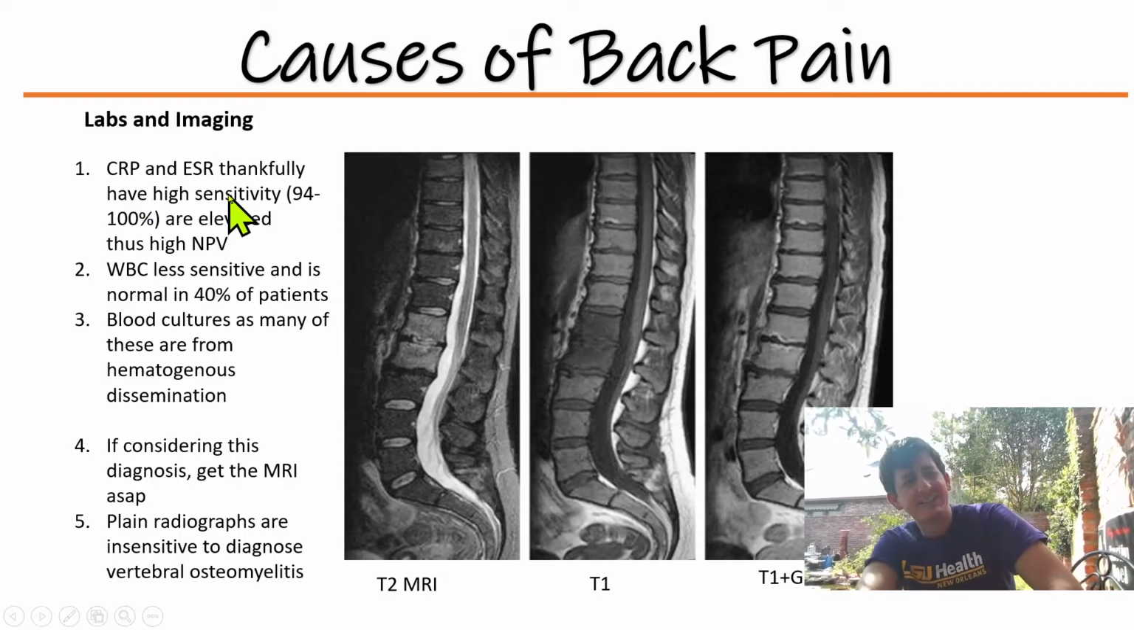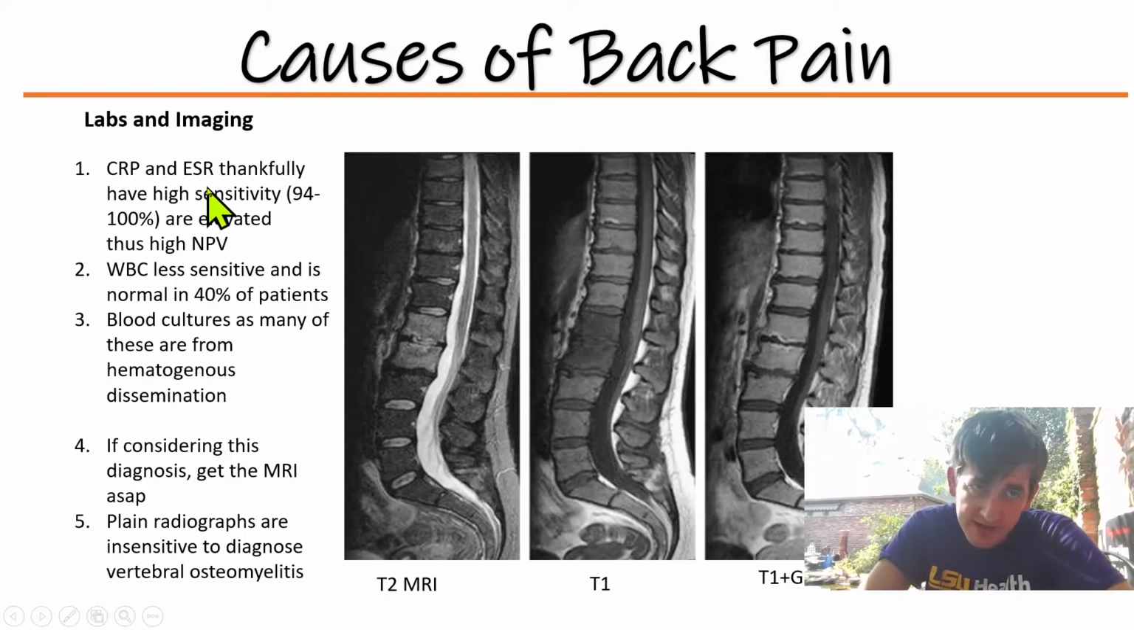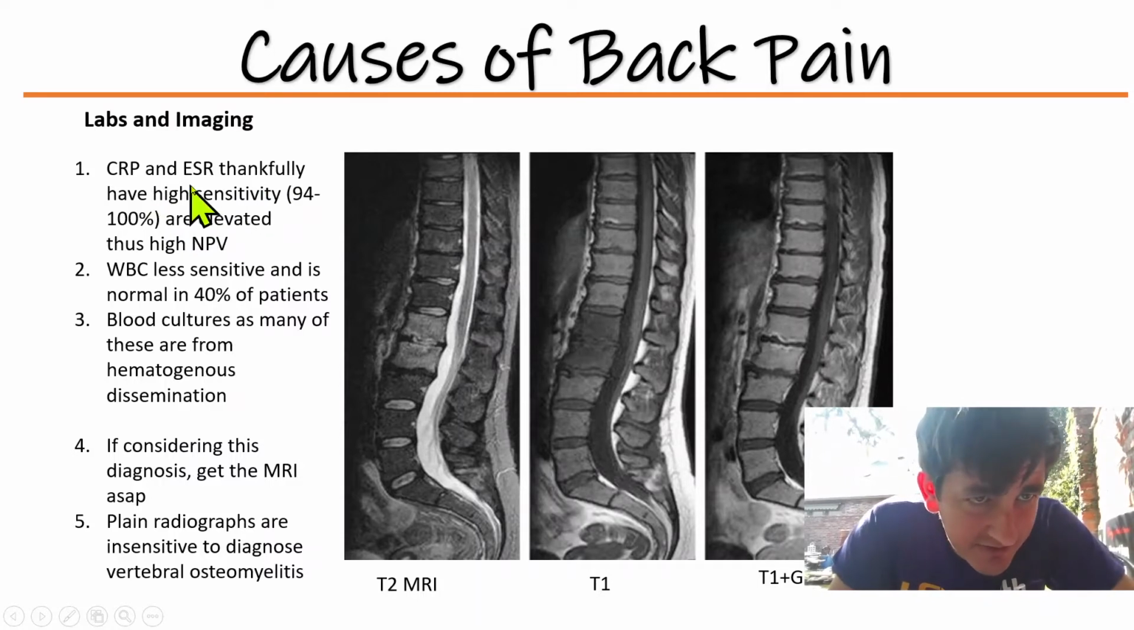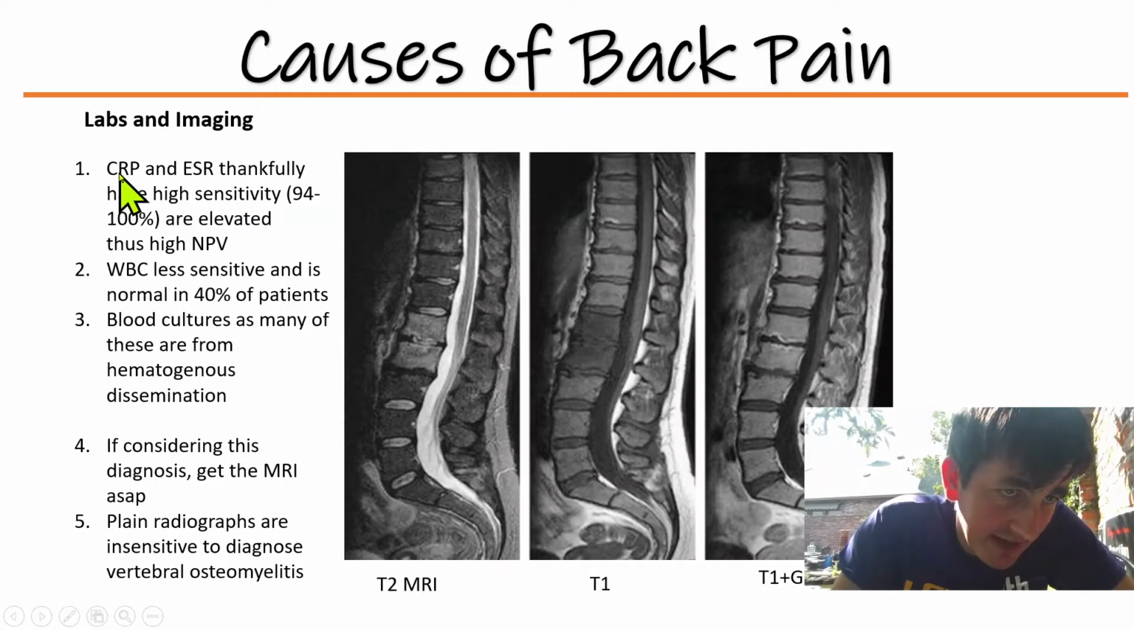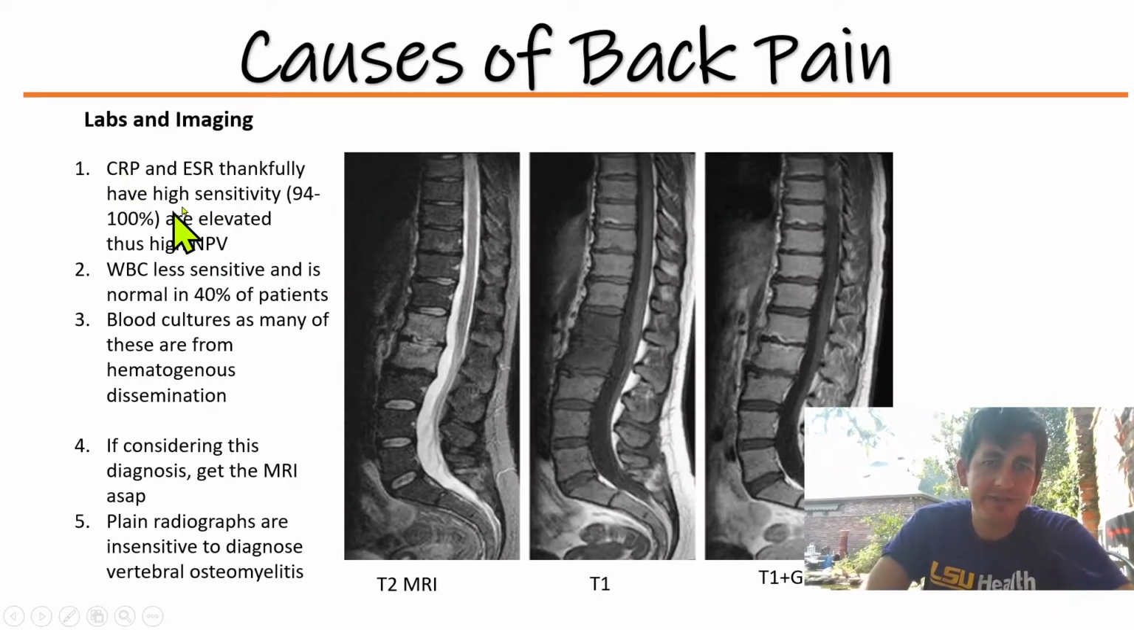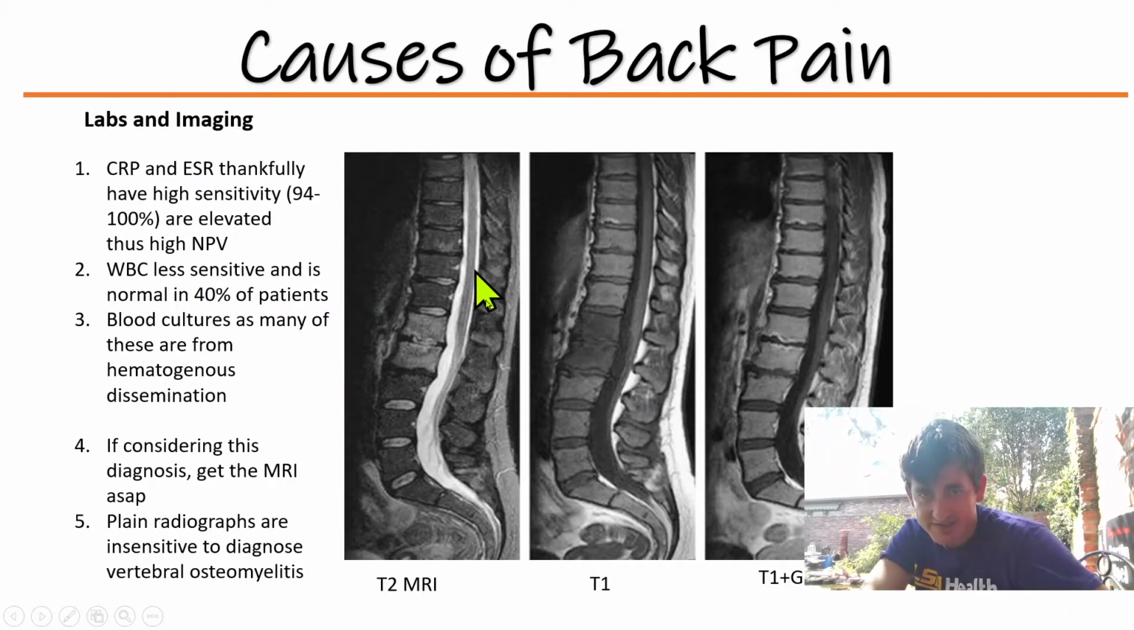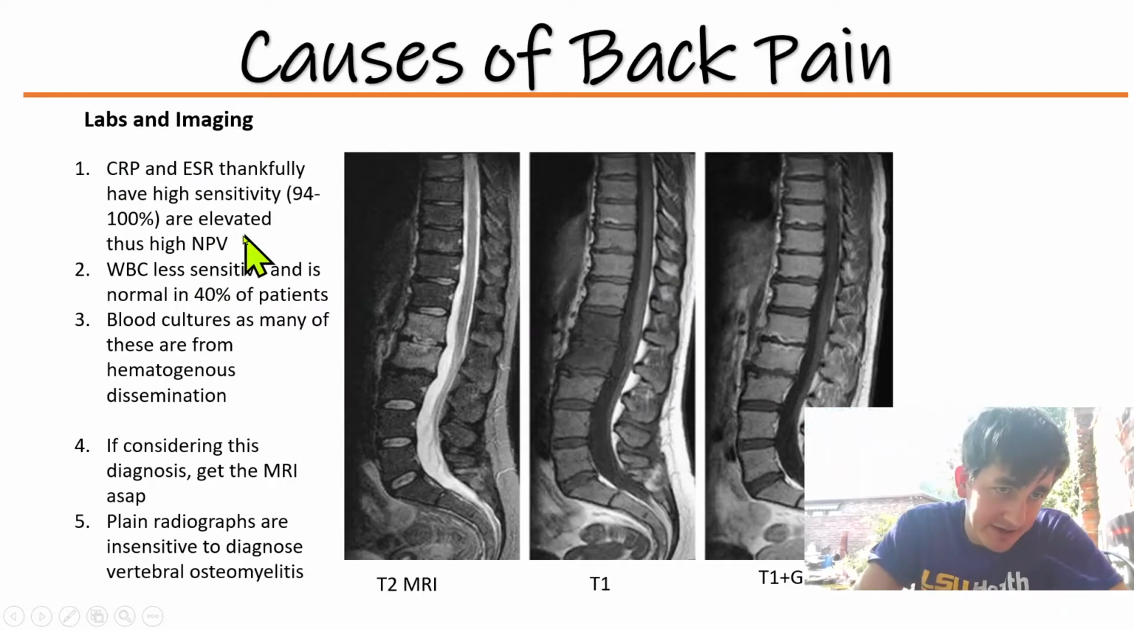Thankfully, these have very high sensitivity. Almost every patient with vertebral osteomyelitis will have a high ESR, or sedimentation rate, and a high CRP, C-reactive protein level. So high negative predictive value. If these are negative, high chance the patient does not have this going on.